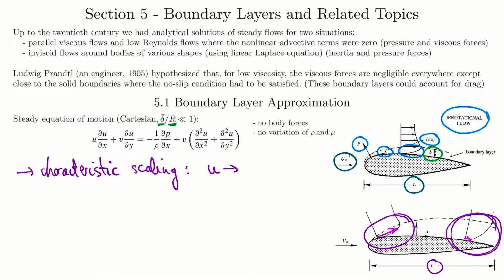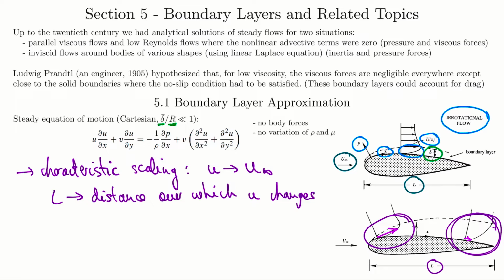So we have u that can scale like u infinity. L is going to be our distance over which u changes by that scale u infinity. We could then say that du/dx scales like u infinity over L. So our first term here would end up having a scaling approximately like u infinity squared over L.